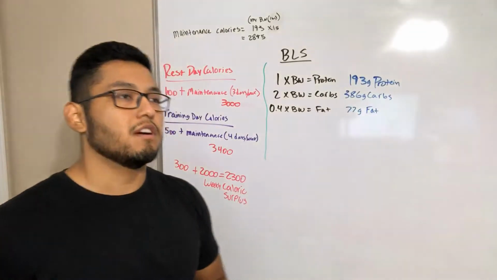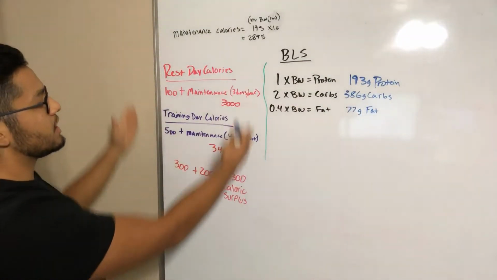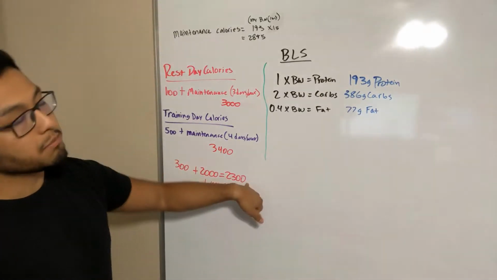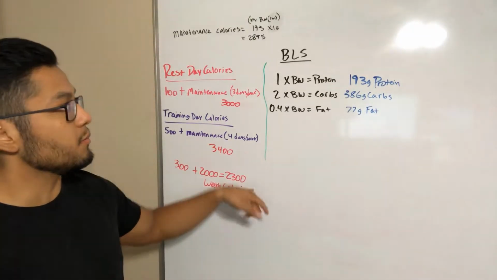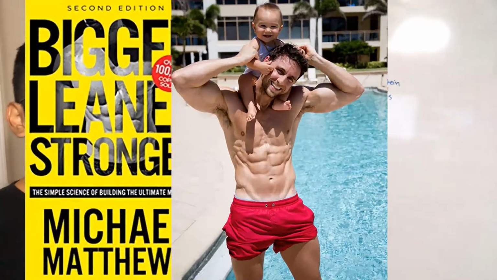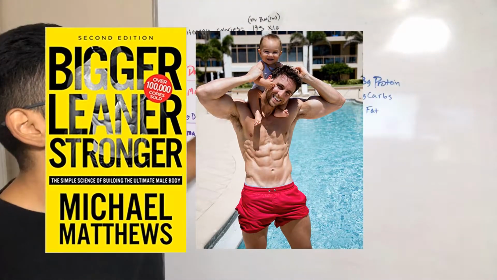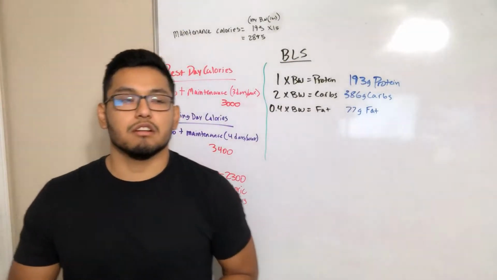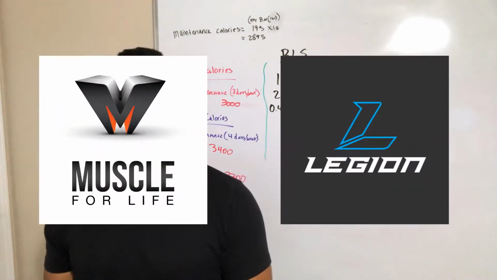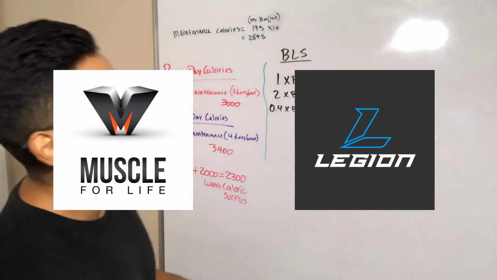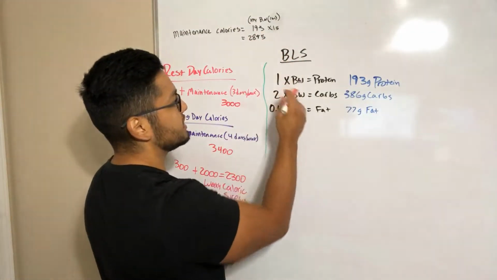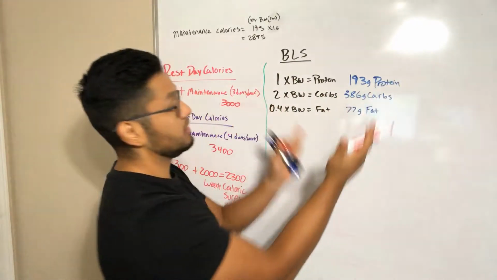So if you're with me so far, this is how to cycle calories if you gain fat a little bit more easily. But as we're going to see, we're going to compare the numbers in both methods. This second method comes from the program Bigger, Leaner, Stronger by Mike Matthews. If you know who Mike Matthews is, he's the creator of Muscle for Life and Legion Athletics supplements. Very good book, I highly recommend you check out his book. This is how he calculates his macros for a lean bulk.